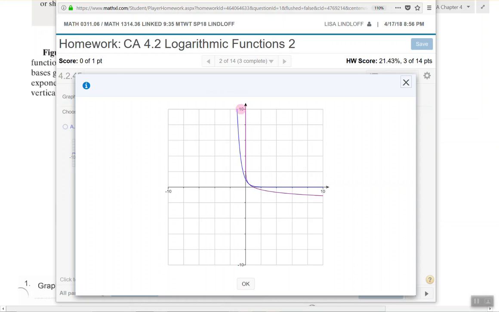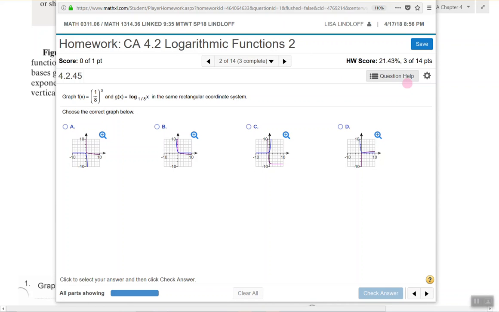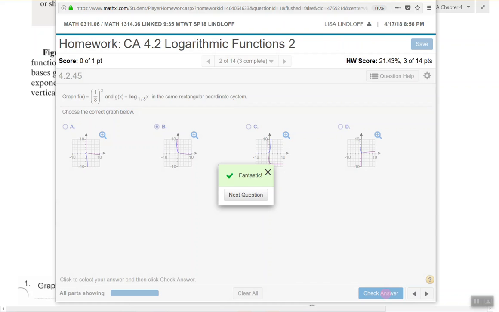It is a little hard to tell, but here is the decay curve. This is 1 because it's 2, 4, 6, 8, 10. So right here is 1. So the blue is the decay curve, and the red purplish is the log inverse curve. They are reflections about the identity line. So it is this choice. It's a little difficult to see, but that's correct.